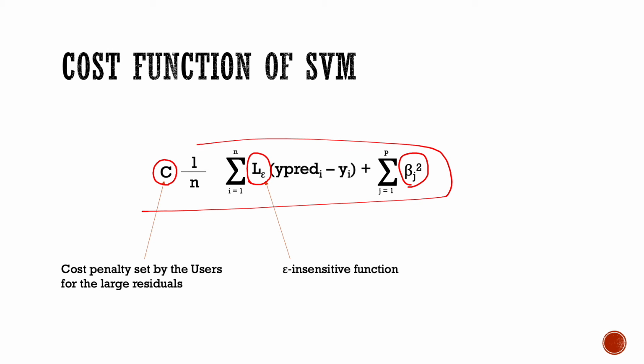Now one thing should be clear from here is that there are parameters that we can set. One is the parameter for the cost function in SVM, that is, how much of a penalty I would like to give for the large residuals. And second, it will become clear soon that in this epsilon insensitive function, I can set the value of epsilon. I can set epsilon to be small or large, and based on that, the SVM will behave differently.